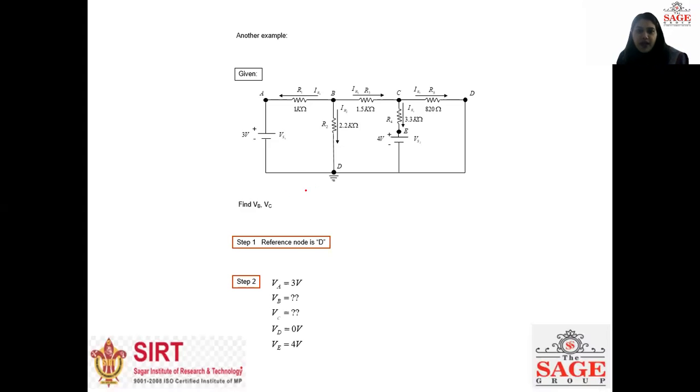Yes, so here we have basically 1, 2, 3, 4 and reference node 5. We have a total of 5 nodes. Okay, out of 5 we will write down equations for these two nodes. Okay, so what are the values that we know?